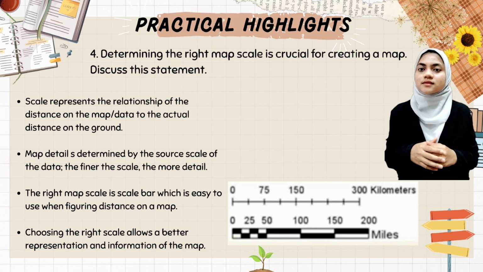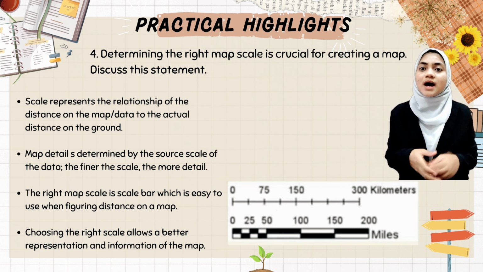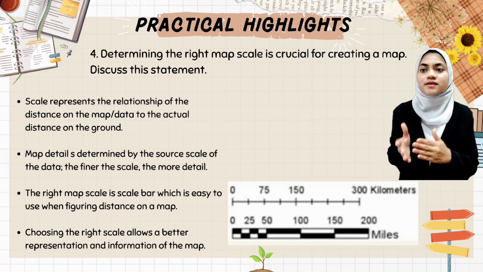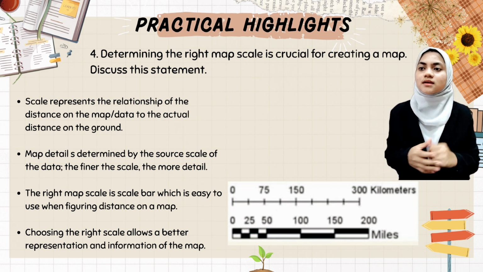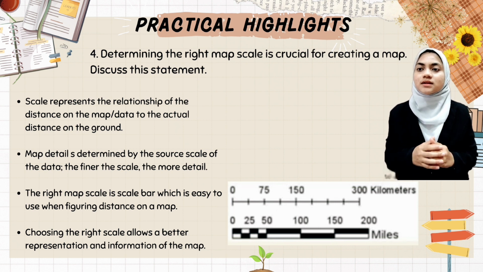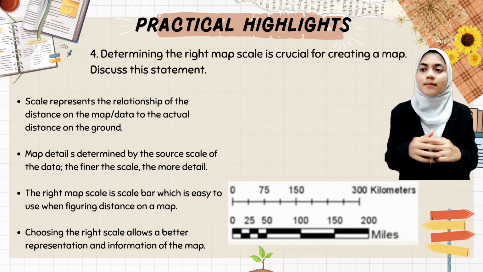The right map scale is the scale bar, which is easy to use when measuring distance on the map. However, there are two other options, which are verbal scale and representative fraction scale. Choosing the right scale allows a better representation and information of the map. For this map, we will be using the bar scale, which is the best scale out of the three.